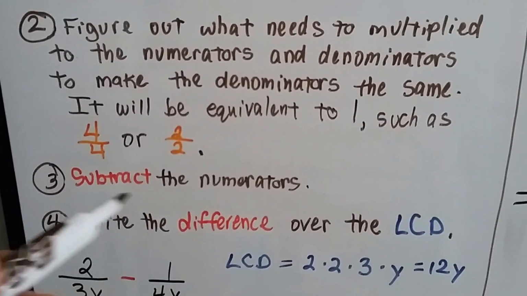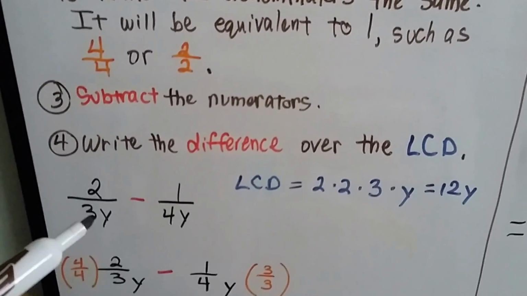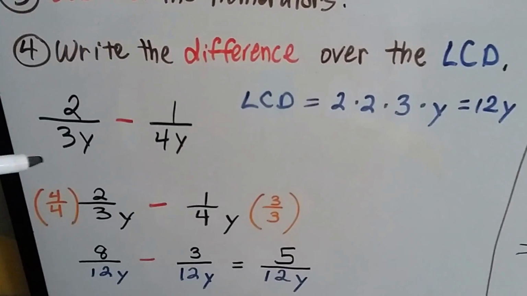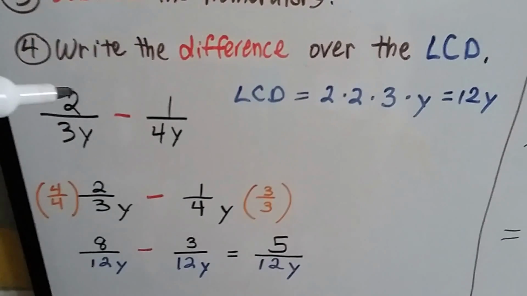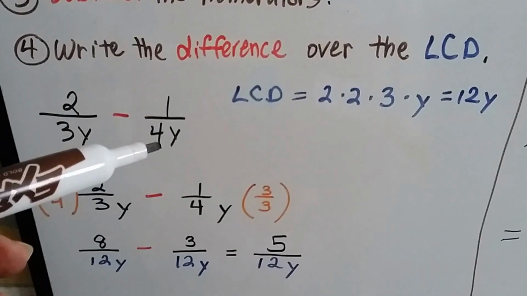Well, after we do that, we subtract the numerators. Then we write the difference over that least common denominator. And here's our example. We did this with addition in the last one. We're going to do it with subtraction now. So we've got 2 over 3y, and we want to take away 1 over 4y.